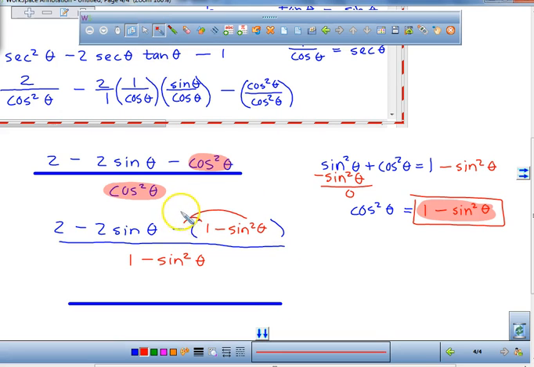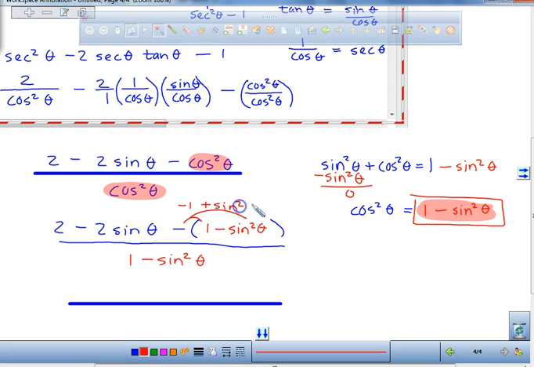Now, when you distribute this, what does that become? That becomes a -1, and what does that become? A positive what? Sine squared of theta. Okay? So watch this. I want you to put the sine squared of theta up front.